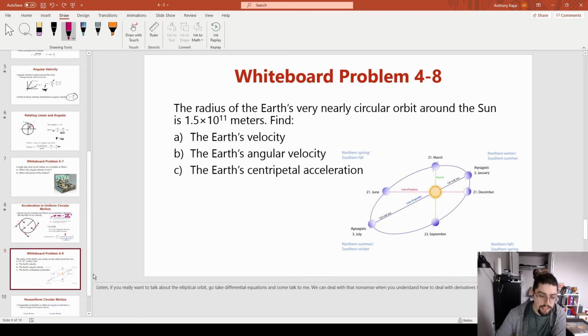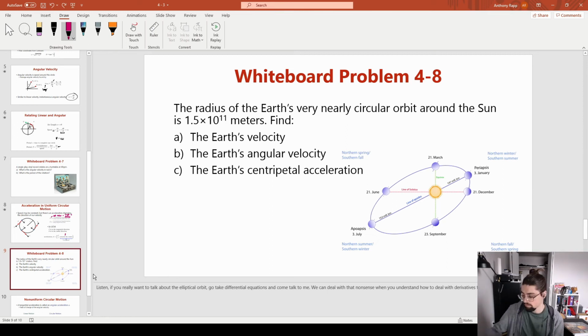So let's imagine, I know this is not the case, but let's imagine that Earth rotates around the sun in a perfect circle. This is so much easier to deal with than an ellipse. I promise you don't want to bother with an ellipse. Let's just pretend it's a circle and be done with it. But if it were rotating around in a circle, then it would have a radius of 1.5 times 10 to the 11th meters, right? A pretty big distance.